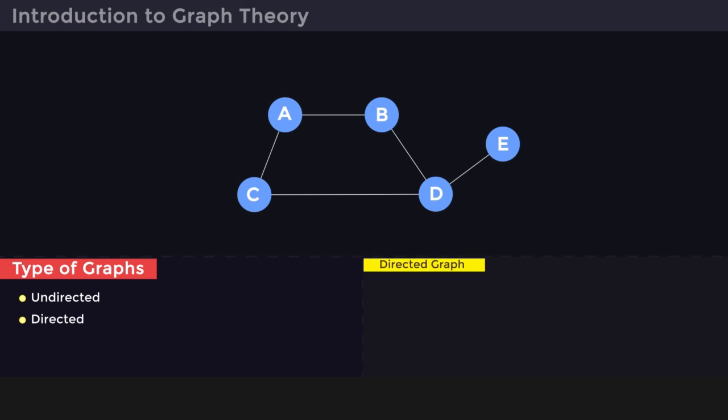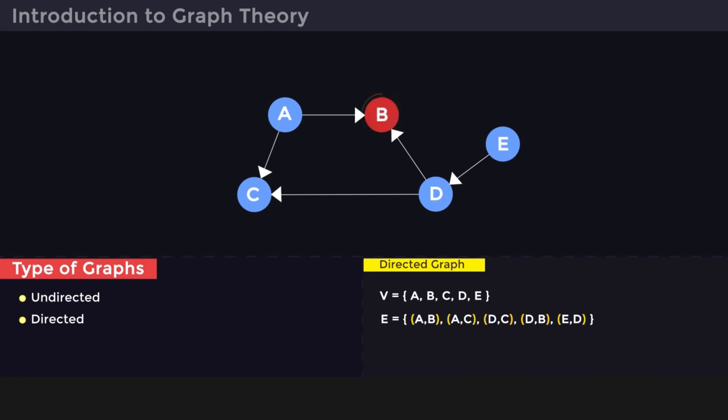The next one is directed graph. A directed graph is a graph in which the edges have orientation. So AB is not identical to BA. For example, there's only one path from A to B, but there isn't any path from B to A. And this is the same for example, A to C.